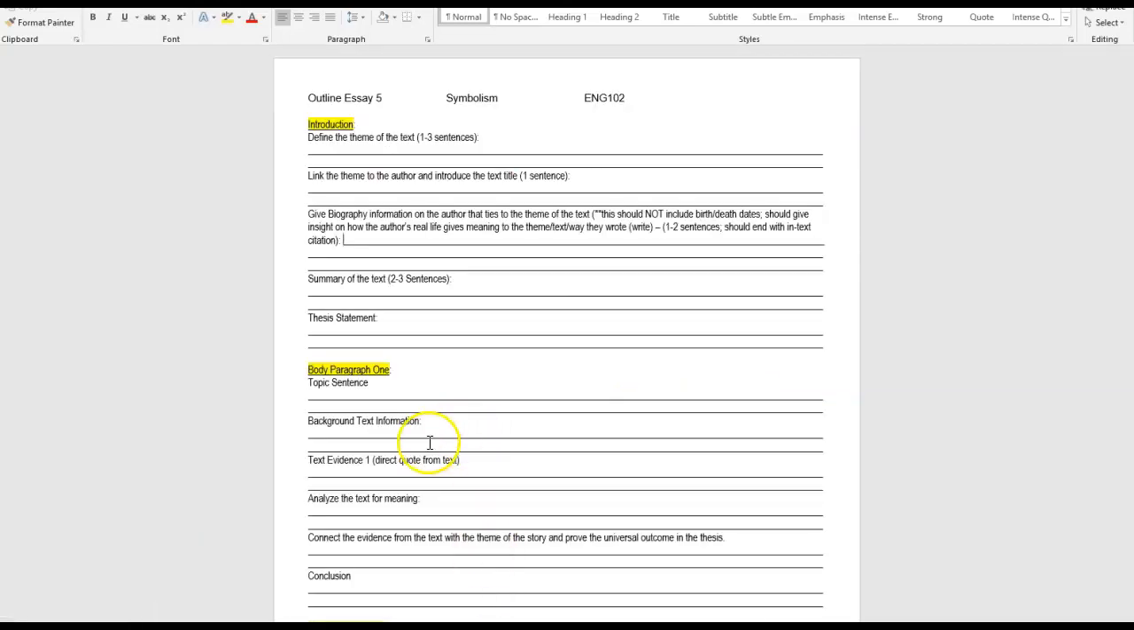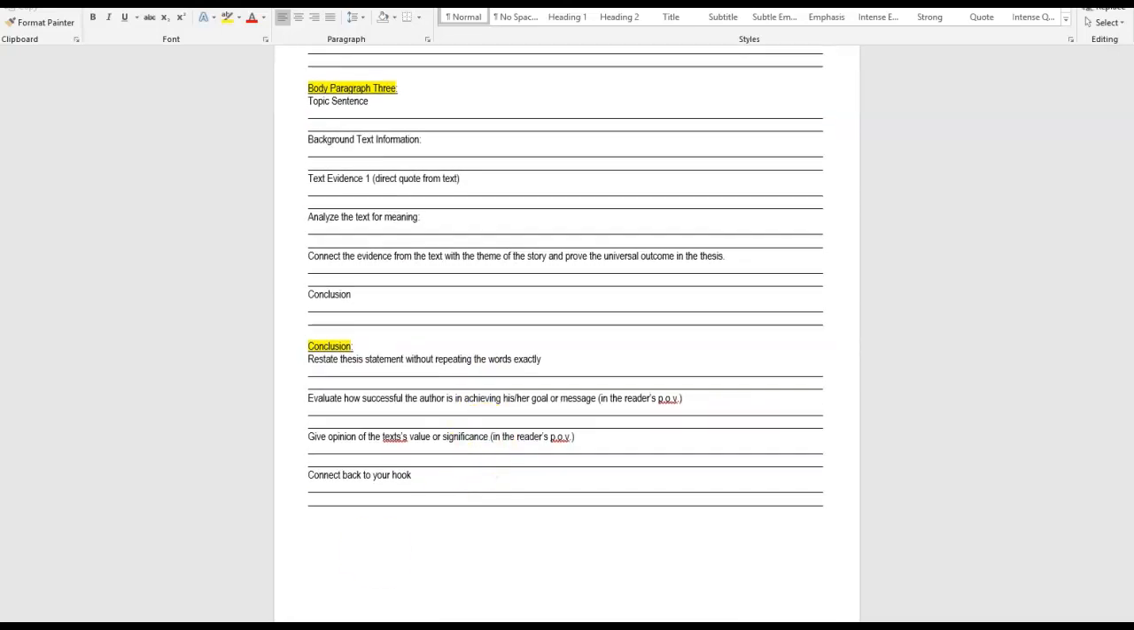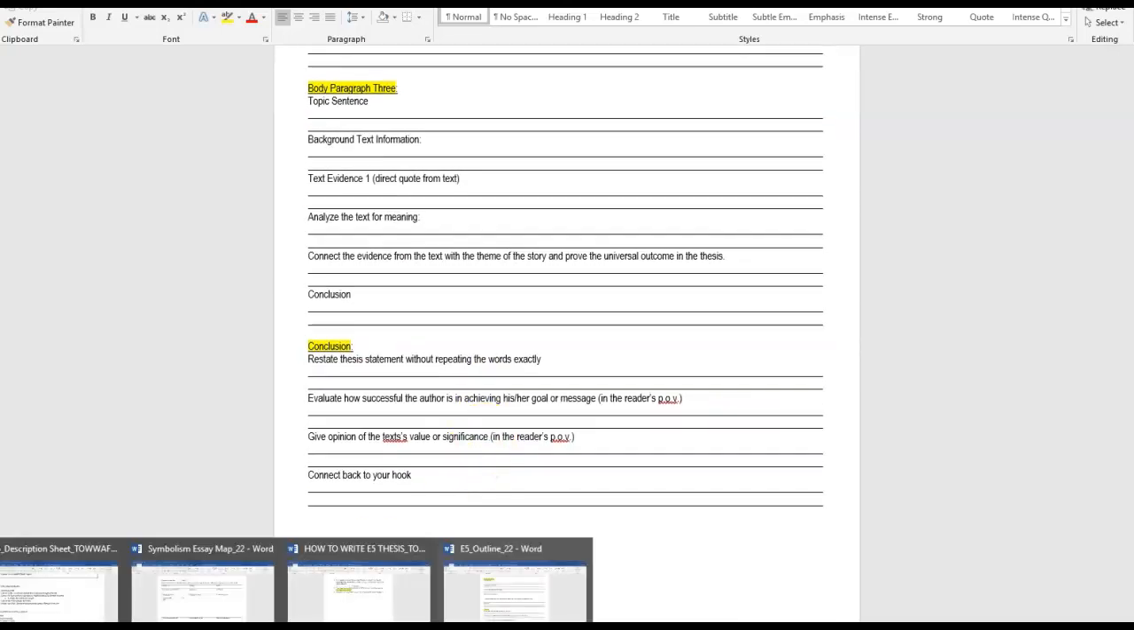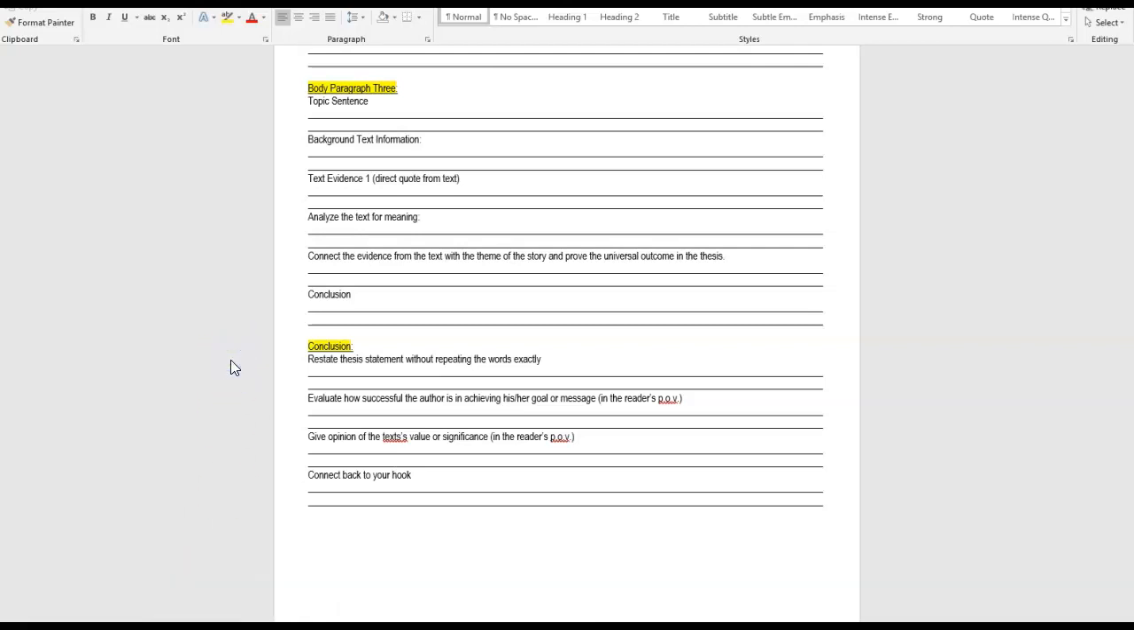The essay outline is exactly the same as the ones we've done before. You should have no problem with it. Other than that, that is all I have for you for Essay 5.